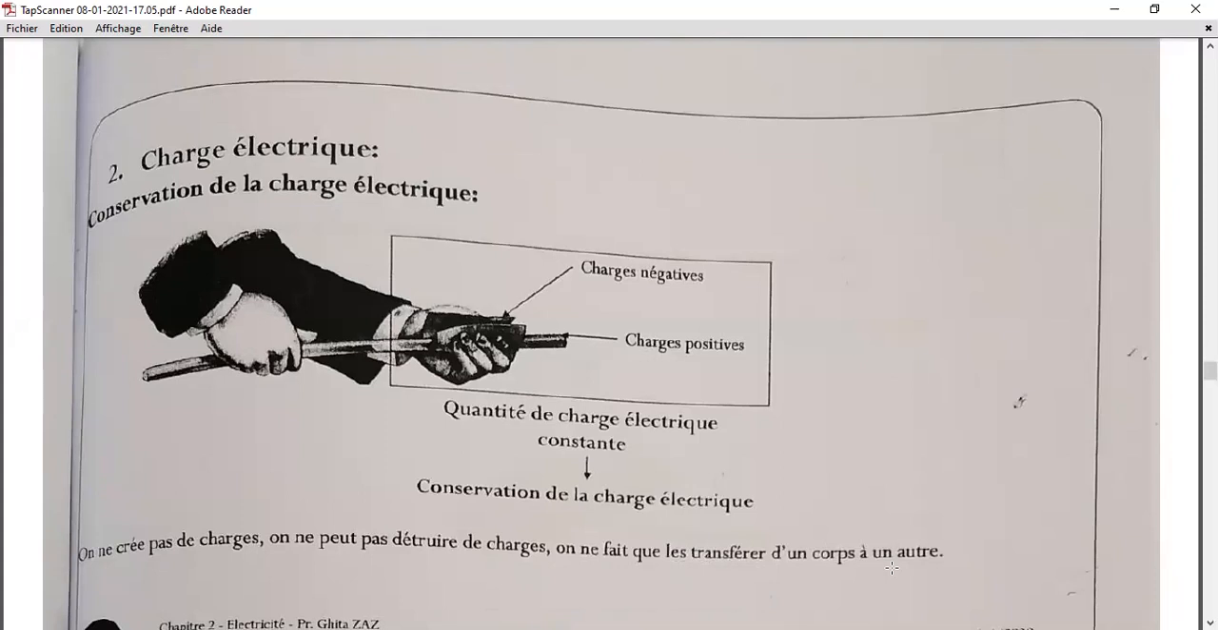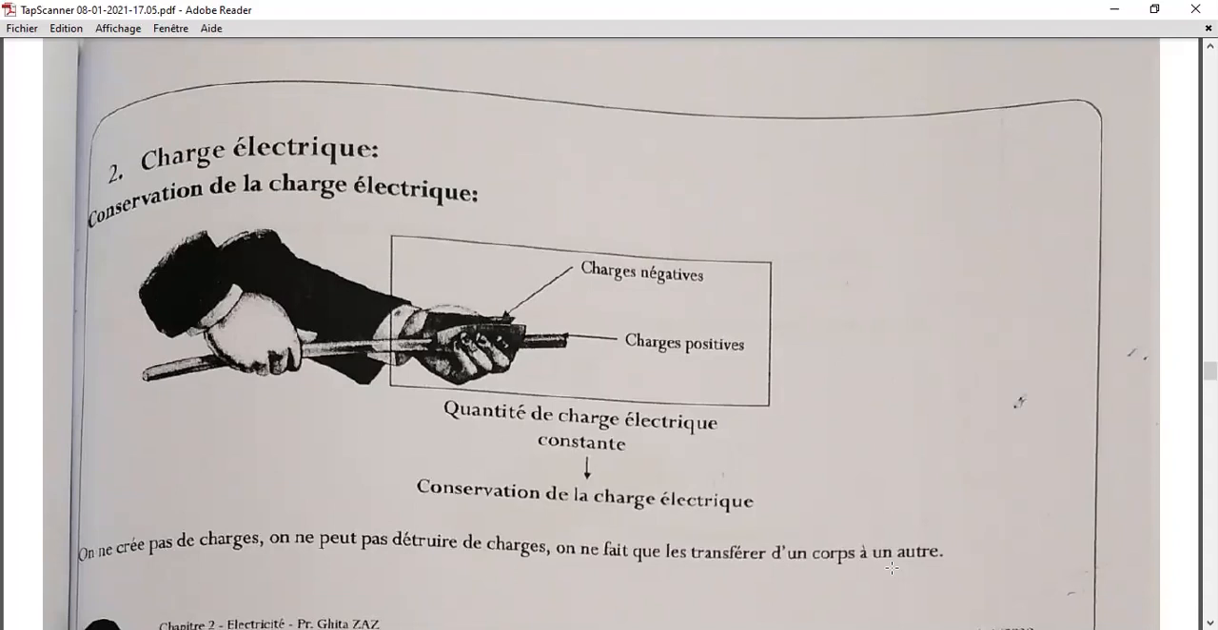For example, when I rub my ebonite, which is plastic, or if I rub my glass, you see that there's nothing really which is created. In the case of a glass rod, what happens when I rub it is that it will attract the positive charges which are on the floor. So there is some movement of positive charges towards the glass, and the glass will be positively charged.